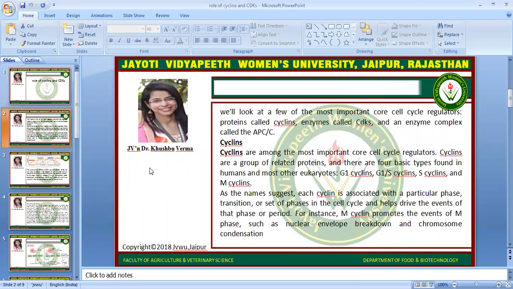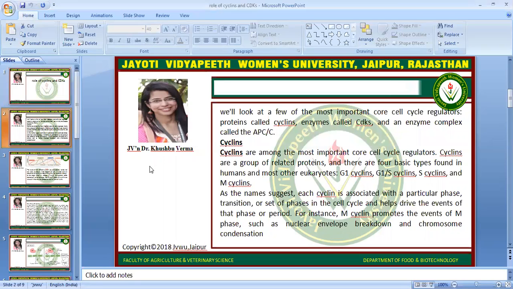So we will look at a few of the most important core cell cycle regulators, like proteins such as cyclins, and enzymes called CDK, meaning cyclin dependent kinase, and an enzyme complex called APC/C. First of all, we will discuss the cyclins. Cyclins are among the most important core cell cycle regulators.